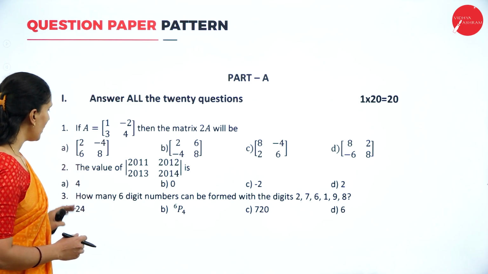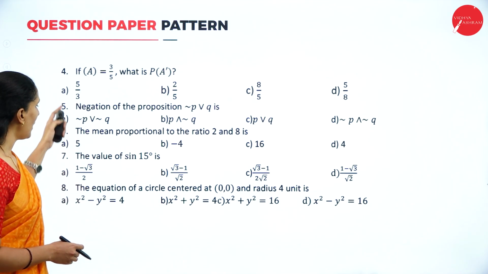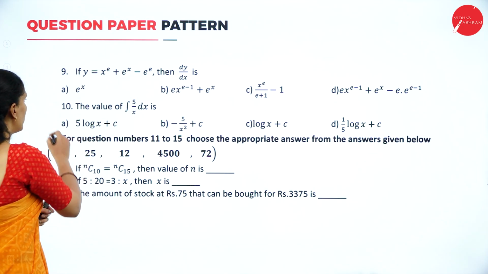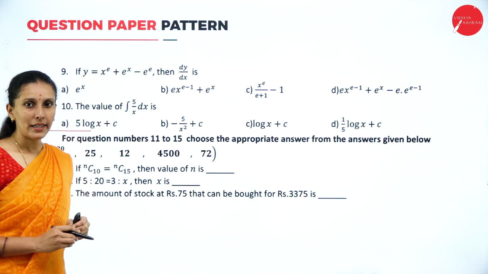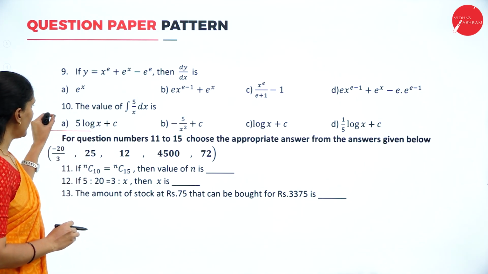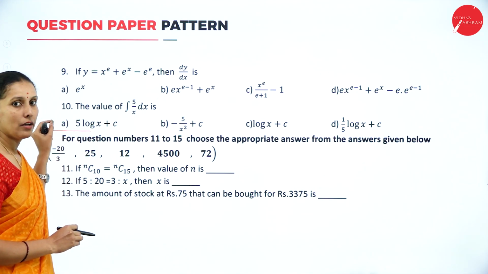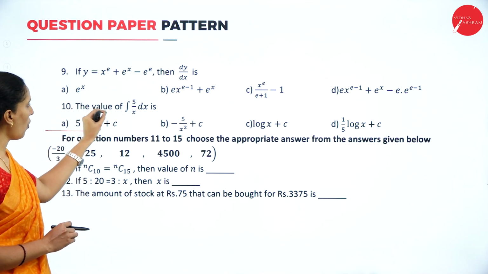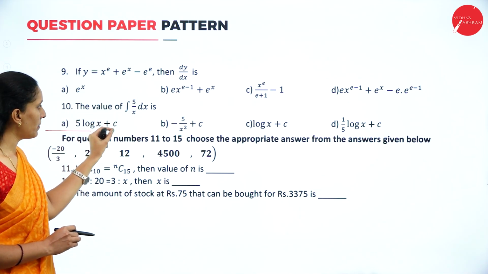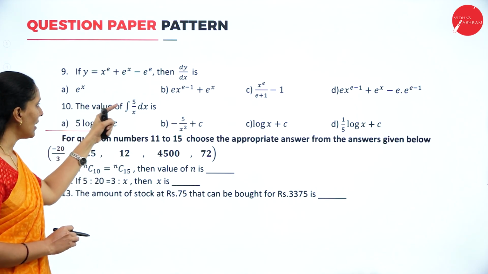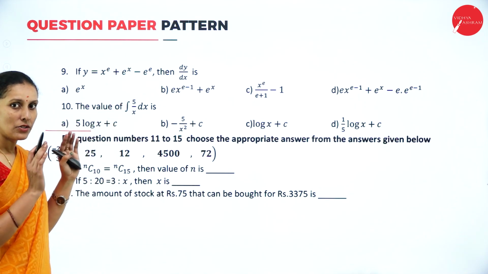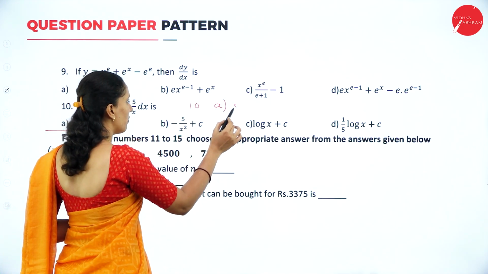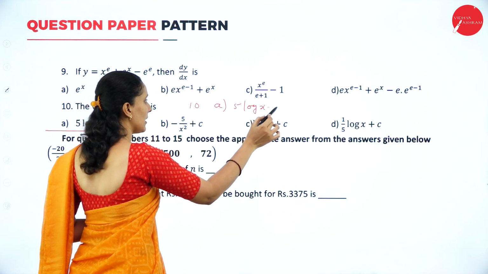The first 10 questions are multiple choice, objective type questions. You are supposed to choose one particular answer. Write the proper option number along with the answer. For example, we can see here the value of the integral 5 divided by x into dx. We know that the answer will be 5 log x plus c. So write the answer: question number 10, option number A, 5 log x plus c.